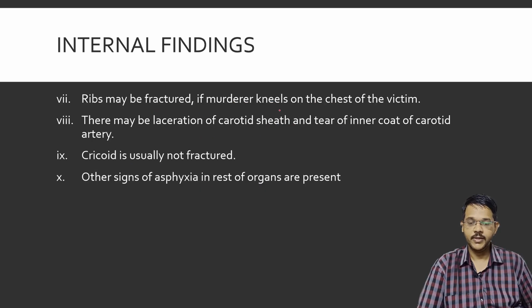If the assailant attacks and kneels on the chest of the victim, rib fracture may be present. There may be laceration of the carotid sheaths, and a tear of the inner coat of the carotid artery may also be seen. The cricoid is usually not fractured, and if it is fractured, it is commonly because of throttling only. Other signs of asphyxia in other organs may be present, mainly Tardieu spots, that is pinpoint hemorrhages, and congestion. These will be seen only if the pressure is applied for a prolonged period. Then only will these signs be prominently seen.